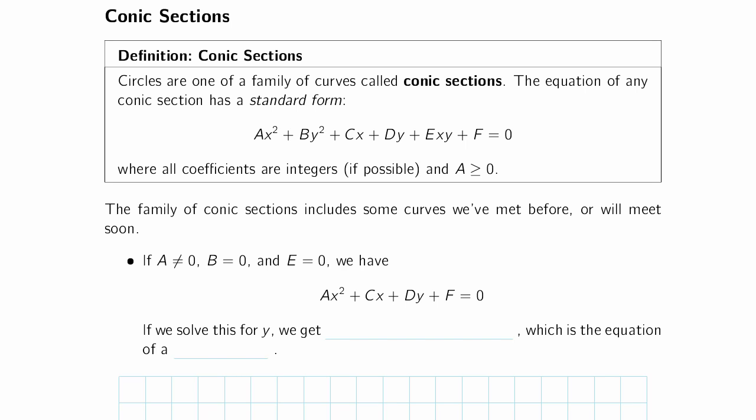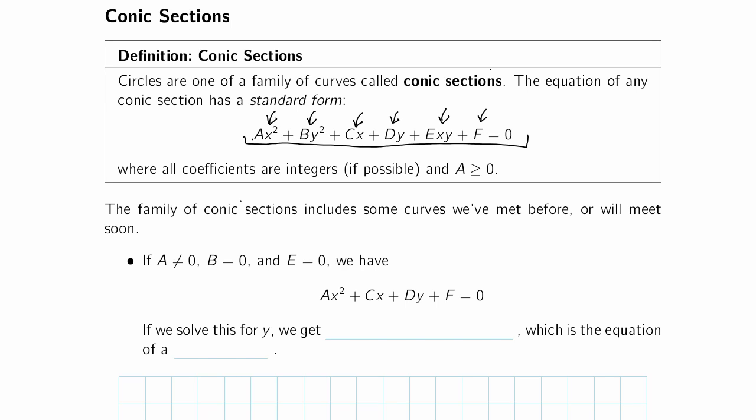Circles are one of a large family of curves called conic sections. We're not going to meet the entire family of conic sections, but I want to take a moment and remark on them. Conic sections are any curve whose equation can be written in this form. So we have an x squared term and a y squared term, an x term, a y term, an x times y term, and a constant, all equal to 0.